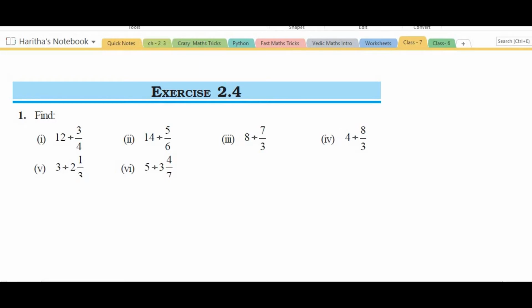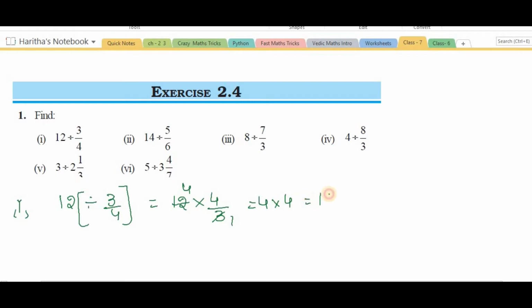So here, exercise 2.4. Here also the same procedure. We are going to take the reciprocal of each and everything, and then find the answer for each. First question, 12 divided by 3/4. As I already said, we have to take the reciprocal after the division symbol. 12 into the reciprocal of 3/4 is 4/3, and 3 1s are 3, 3 4s are 12. Now multiply our numerators. 4 4s are 16.